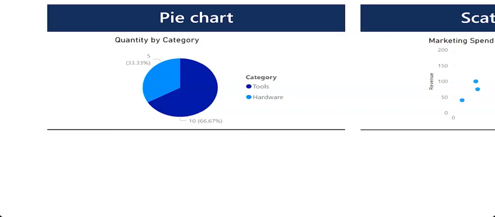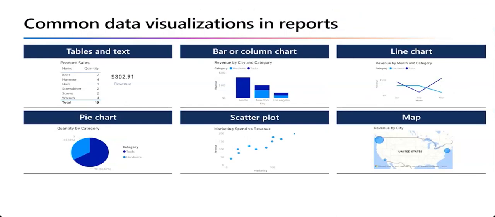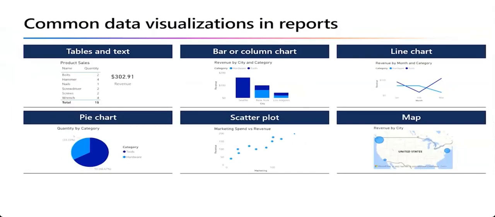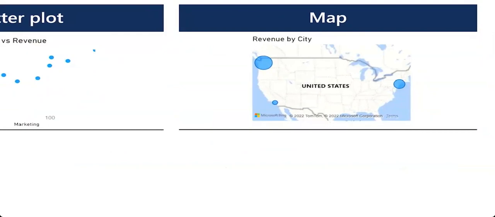Next, we have pie charts. Pie charts are often used in business reports to visually compare categorized values as a proportion of a total. Also, we have the scatter plot. These are useful when you want to compare two numeric values and identify a relationship or correlation between them. Then last but not the least, we have the maps, which are a great way to visually compare values for different geographic areas and locations.